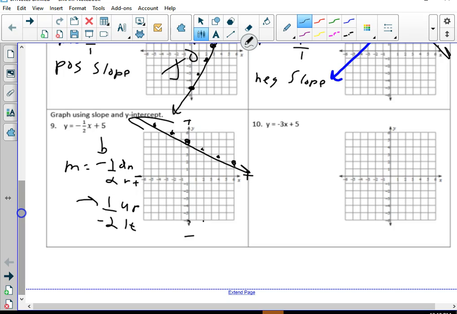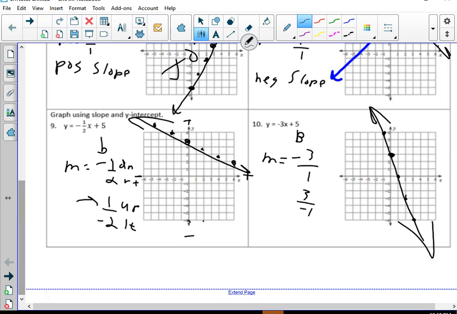Okay, number 10, where are we beginning? 5. Where am I starting? How am I moving? Down 3, right 1, or up 3, left 1. So I put my dot at 5. I'm going to go down 3. 1, 2, 3, right 1. 1, 2, 3, right 1. Or I can go up 3, left 1. Makes no difference.